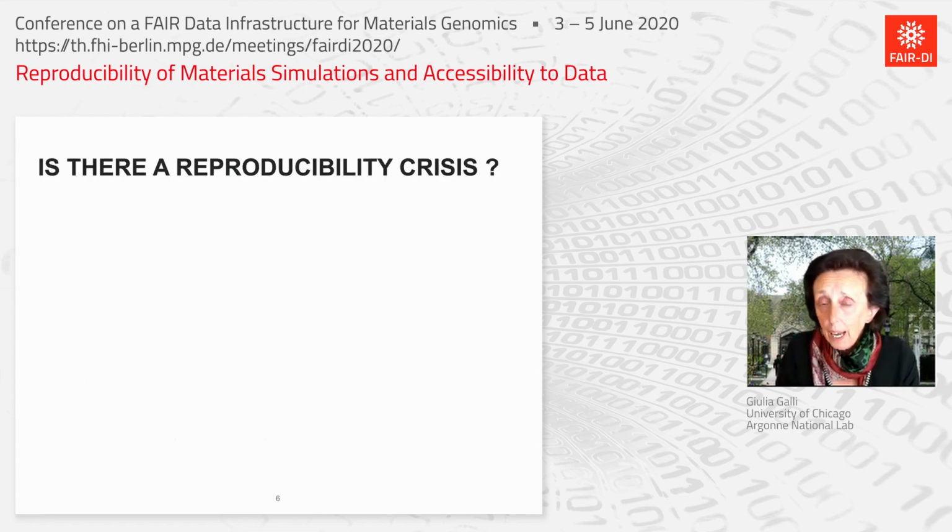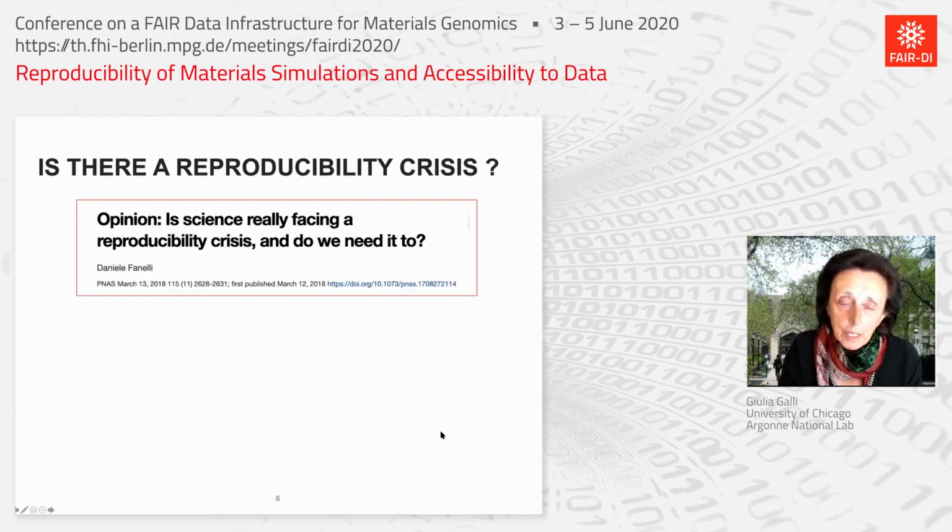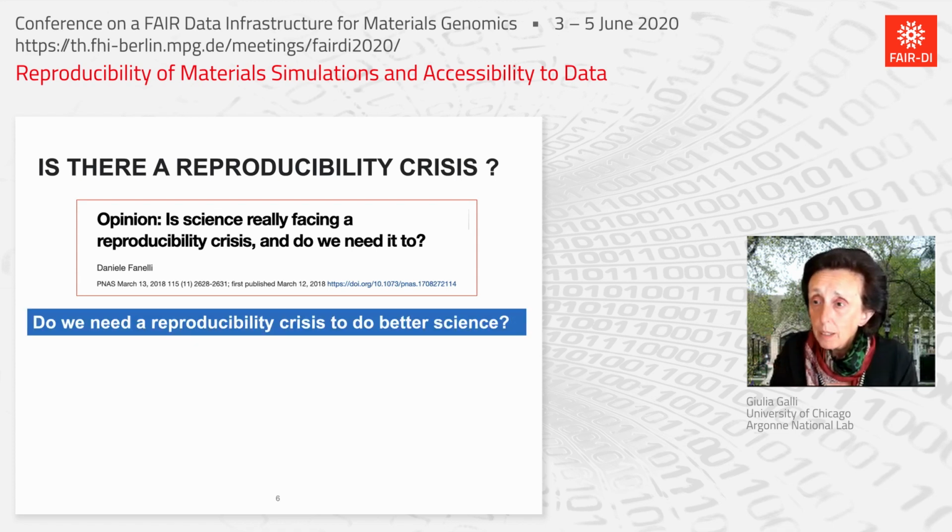So do we really have a reproducibility crisis? This is a question that has been addressed many times in the literature of the last 5 years. I picked one paper that I really liked, published a couple of years ago, and the title says it all: Is science really facing a reproducibility crisis, and do we need it to? Do we really need a reproducibility crisis to do better science? The answer, in my opinion, is no.